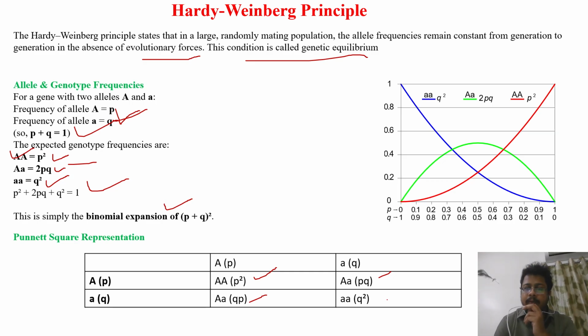So if p gets decreased, then q will increase. If p is 1, then at that point q is 0. If p is 0.5, q is 0.5. These two curves represent p and q, and this is 2pq. The 2pq frequency is maximum in the middle. So heterozygous will be of maximum frequency. So this curve shows how the allele frequency behaves.